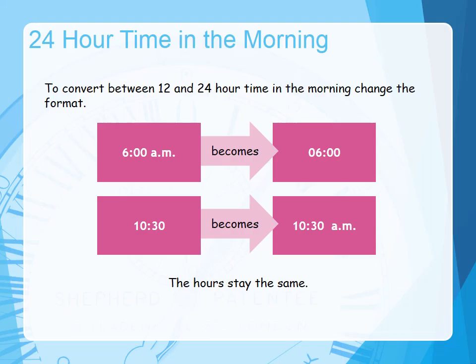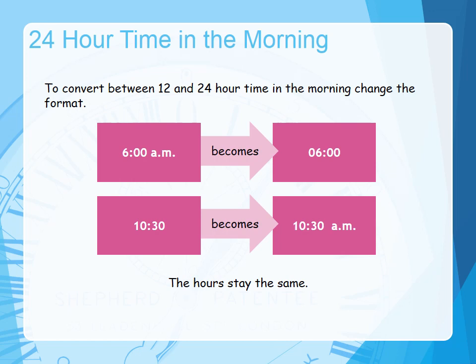Now let's practice to convert between 12 and 24-hour time in the morning. To convert between 12 and 24-hour time in the morning, we only change the format, but the hours stay the same. For example, here we have 6 a.m. This is a 12-hour clock. It becomes 6 o'clock in 24-hour.